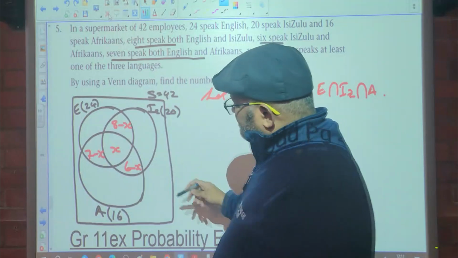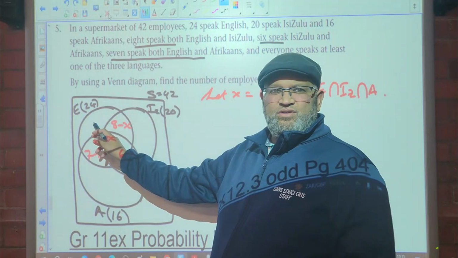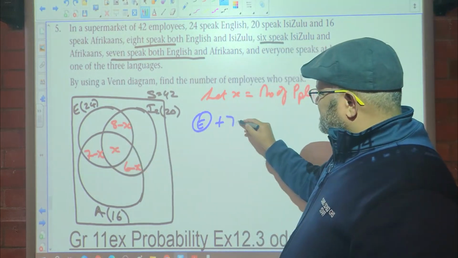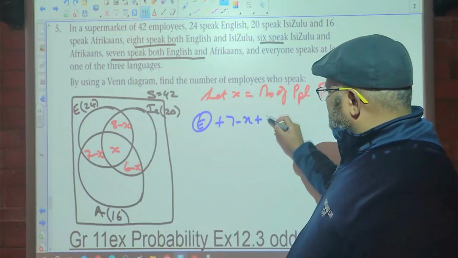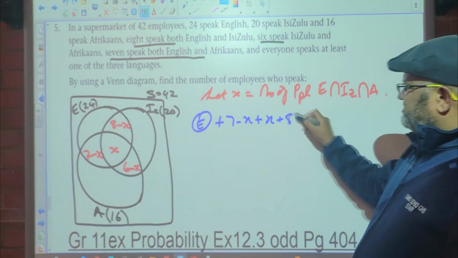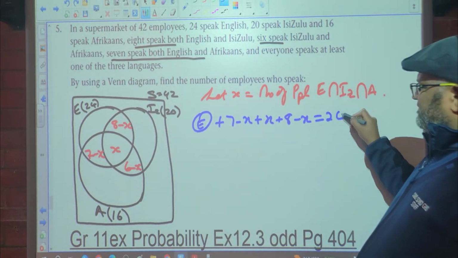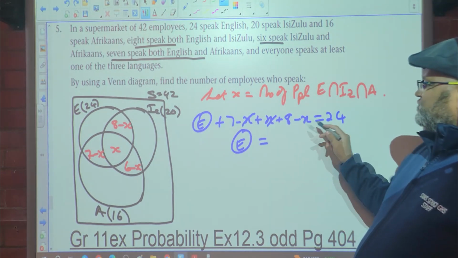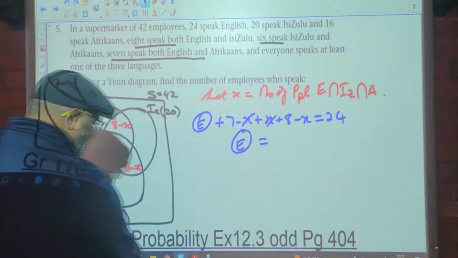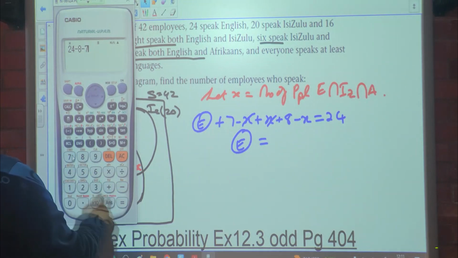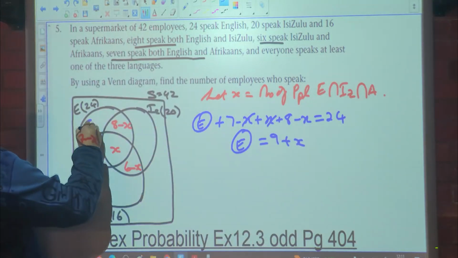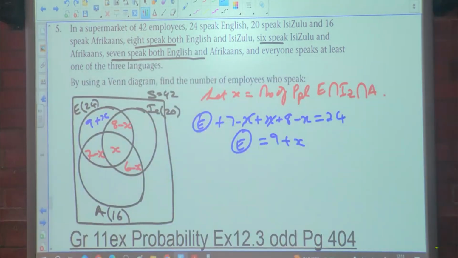Now, if we look at this here, we know that this unknown, E, plus 7 minus x, plus x, plus 8 minus x, adds up to 24. So this unknown E is going to be, that cancels, so it's 24 minus 8 minus 7. It gives us 9, so it's 9 plus x. You all agree with that? Okay.